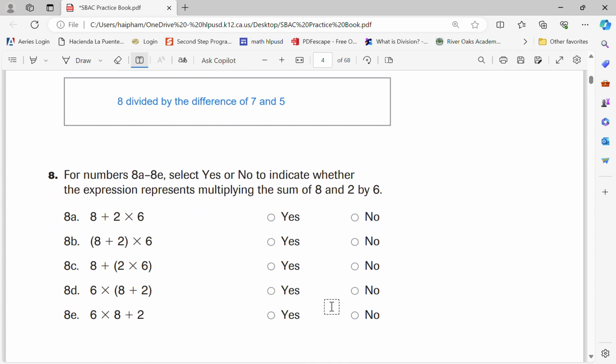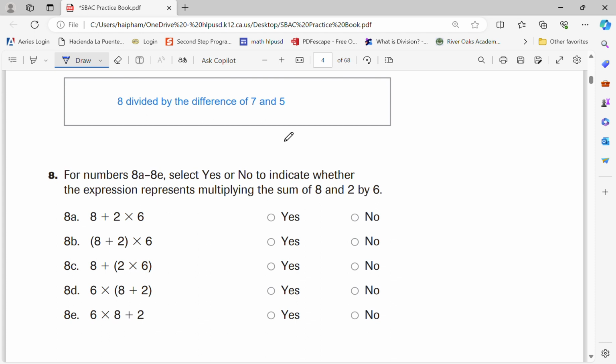Alright, and our last problem for today. For numbers 8a through 8e, select yes or no, indicating whether the expression represents multiplying the sum of 8 and 2 by 6. Okay, so again, multiplying the sum of 8 and 2 by 6. So let's look at number 8a. We have 8 plus 2 times 6. So this is not demonstrating that we are multiplying the sum of 8 and 2 by 6. So we're going to say no here.